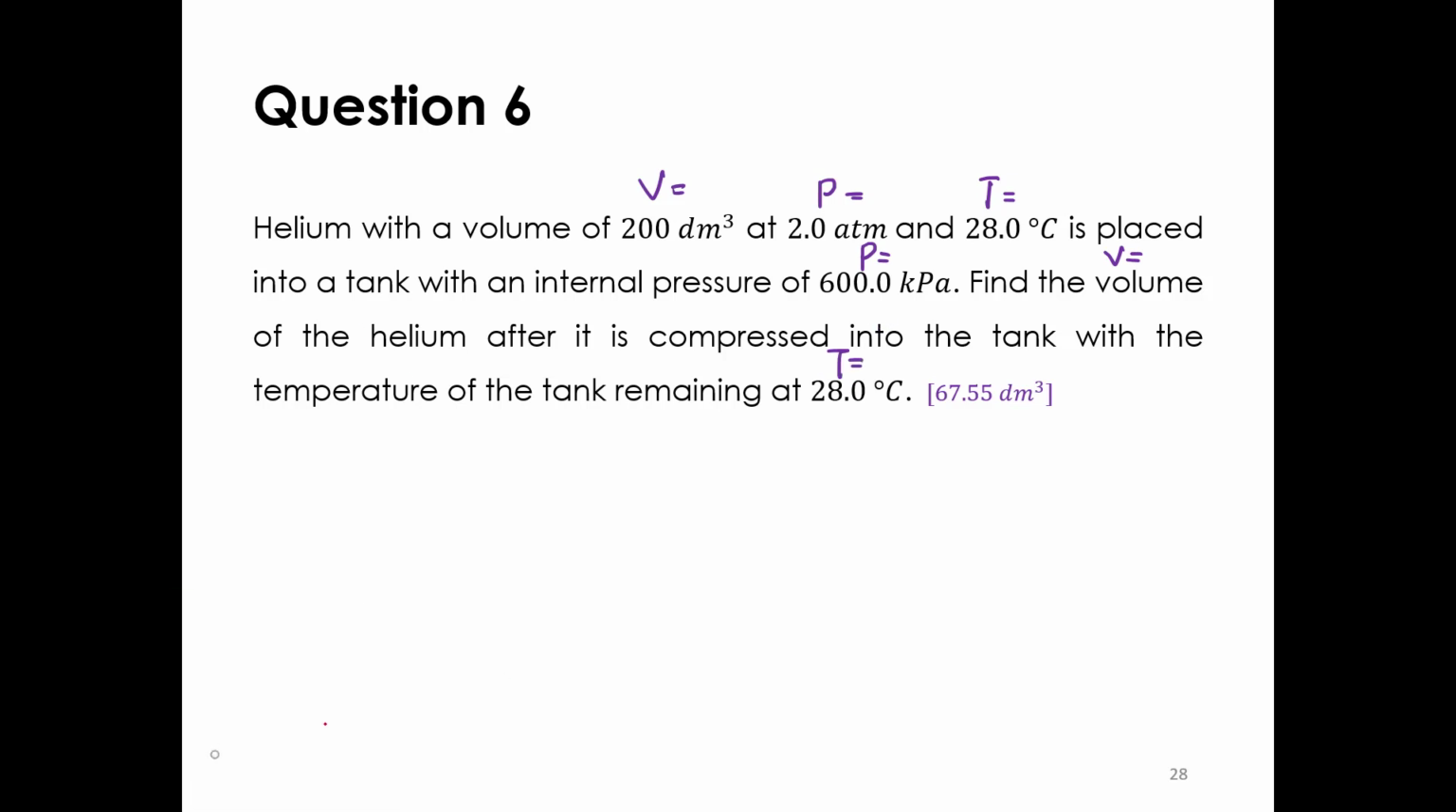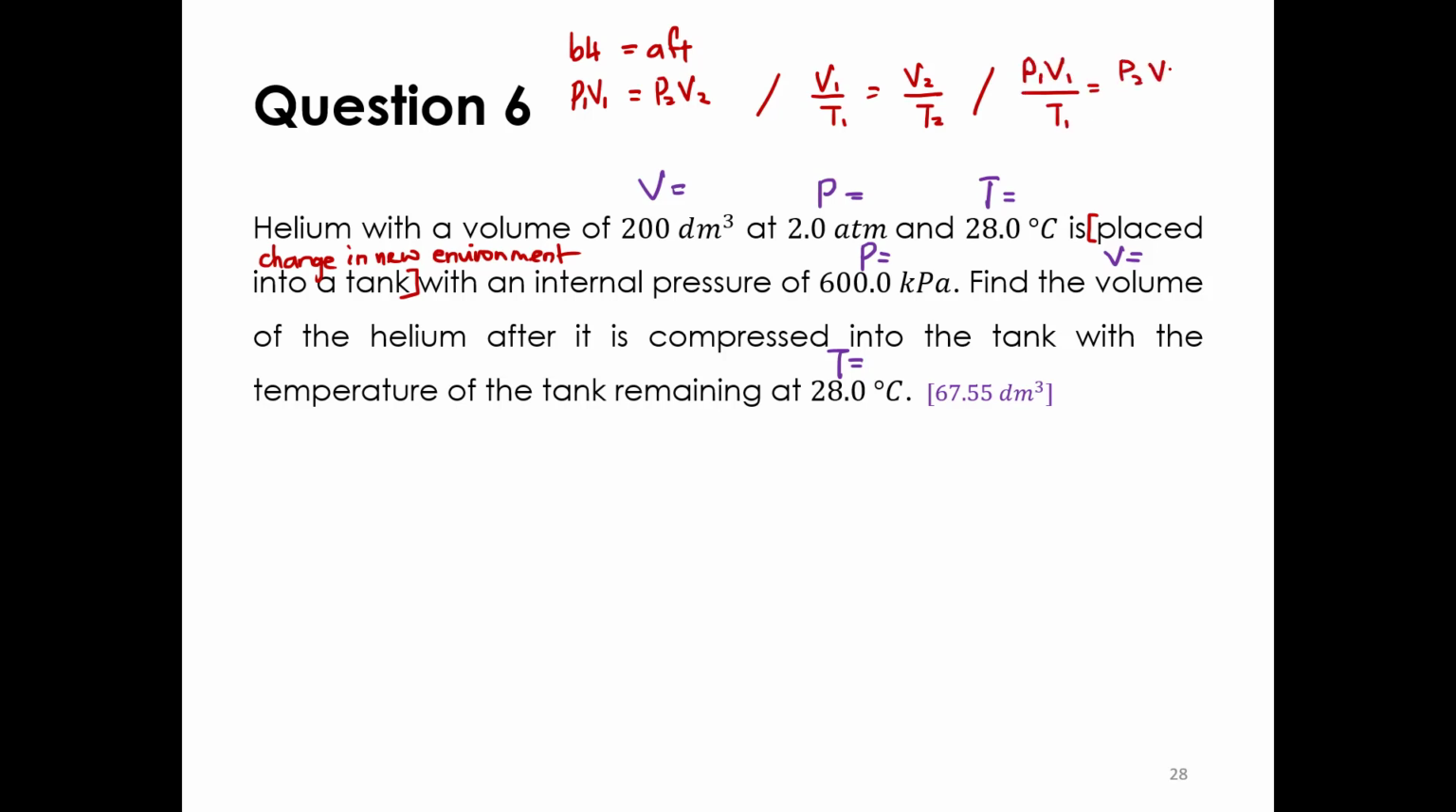As I've mentioned to you before, how do you know whether you need to use P1V1 equals P2V2, V1 over T1 equals V2 over T2, or PV equals nRT? If there is a change, just like this one, placed into a tank, it shows that there is a change in a new environment, a new condition, a new surrounding. In this case, when there is a change, I will be using before equals after, which includes either P1V1 equals P2V2 or V1 over T1 equals V2 over T2, or sometimes P1V1 over T1 equals P2V2 over T2. It depends on what variables I have.